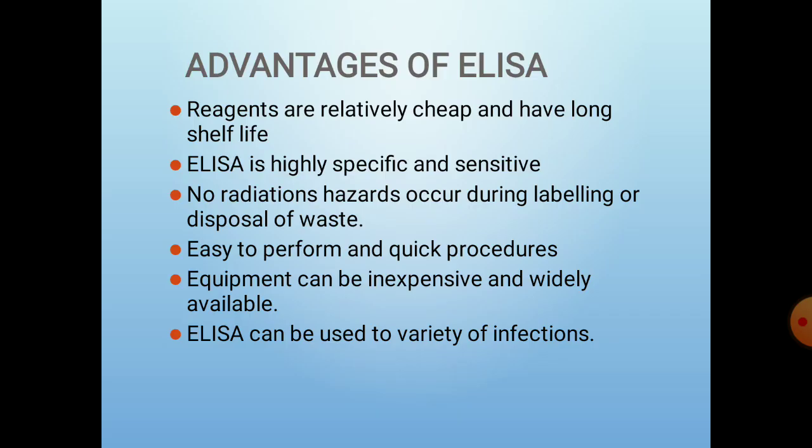The advantages of ELISA. Reagents are relatively cheap and have a long shelf life. ELISA is highly specific and sensitive. There is no radiation that causes hazard during labeling or disposal of waste. It is very easy to perform and the procedure is quick. Equipment is inexpensive and widely available. ELISA can be used to detect a variety of infections.